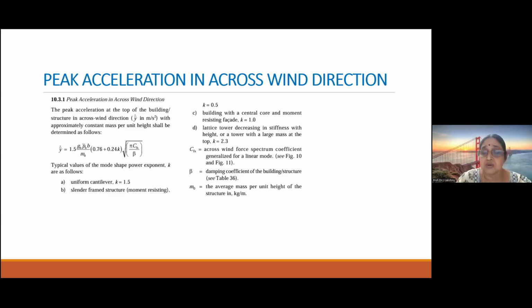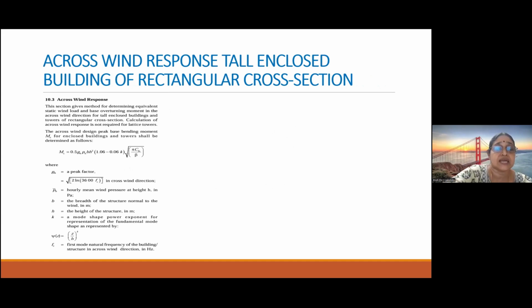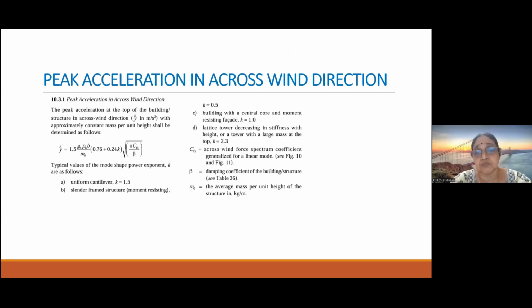To work out the mode shape, depending upon the type of structure, whether it is a uniform cantilever structure, a slender frame structure, a building with central core and moment resisting facade, or a lattice tower, various exponent values of K have been given so that one can do this mode shape calculation very easily. But I'm sure you are using some commercially available software and you can work it out without much problem. The same damping coefficient that we discussed for the along wind response you can use here also.